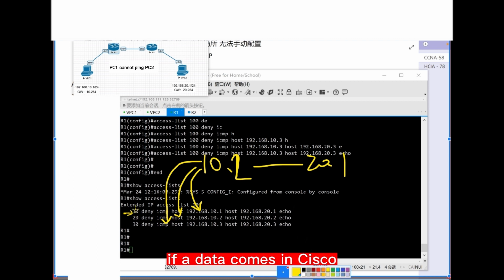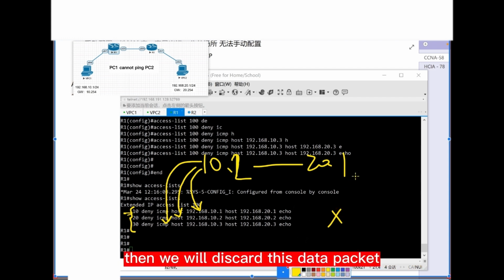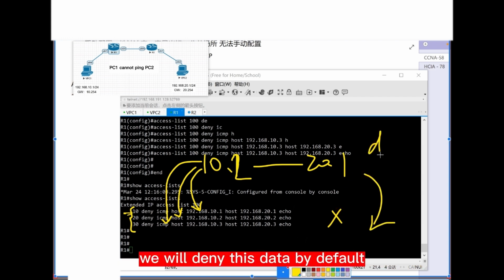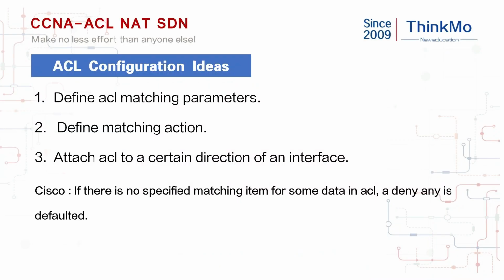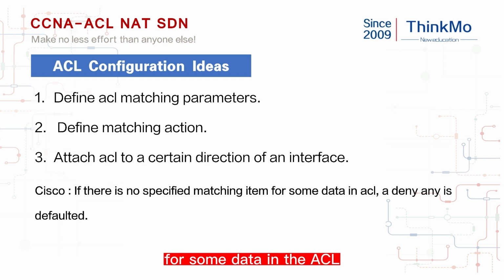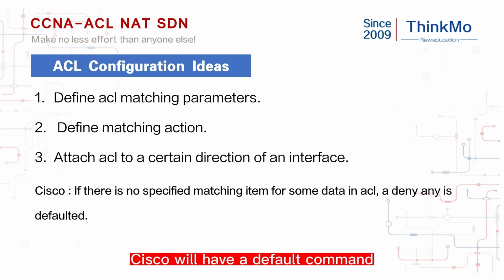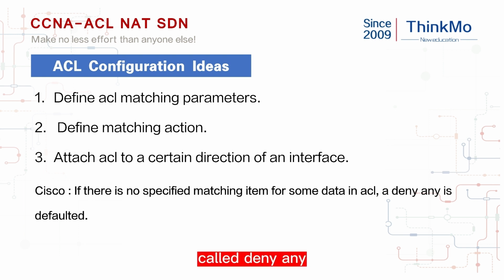If a packet comes in on Cisco and does not match any of these 3 rules in the list, then we will discard this data packet. We deny this data by default. That is to say, for Cisco, if we are doing ACL configuration and there is no corresponding matching item for some data in the ACL, then after you call it under the interface, Cisco has a default command called deny any. That is, if for a data you did not deny or permit it, then it is denied by default.